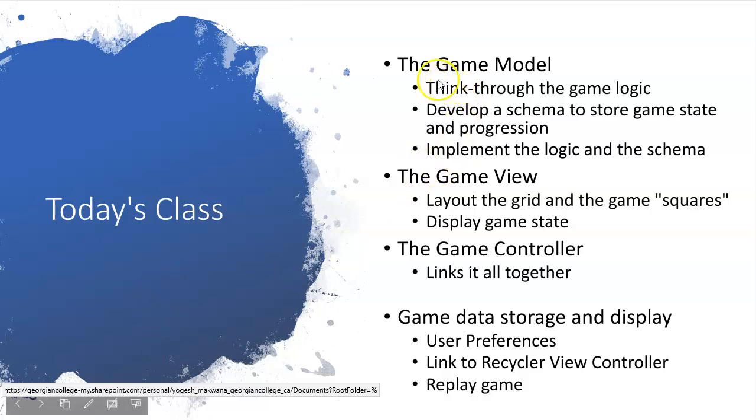So to do the game model, we'll think through the game logic. We'll describe steps. What happens when we do this? What should happen? What should not happen, etc. For the game view, we will design a grid, just like we did with the calculator. This is our game board in an activity, and we need to implement interactivity. So we'll do that, and then we'll come to the rest.